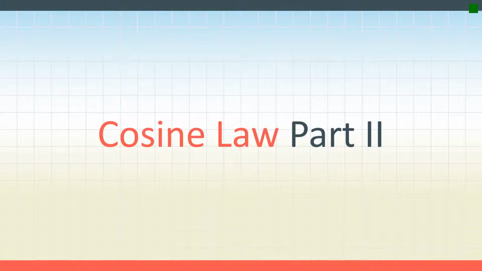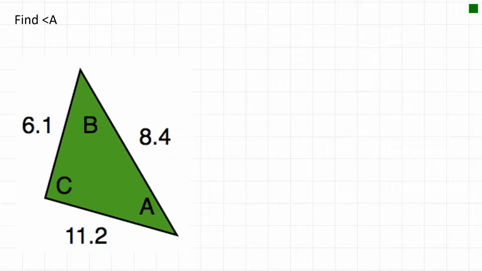Cosine law, part 2. So here I've got a triangle. I have to use the cosine law because I don't have the appropriate pair to use the sine law. I am going to start by labeling my triangle. This is little c, little a, and little b. And I know I have to use the cosine law.